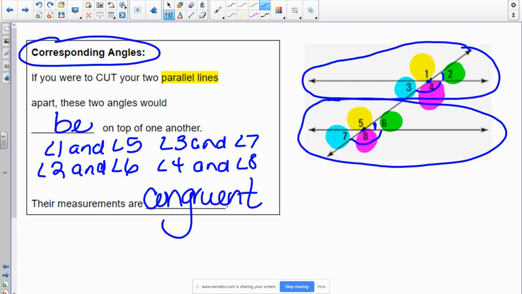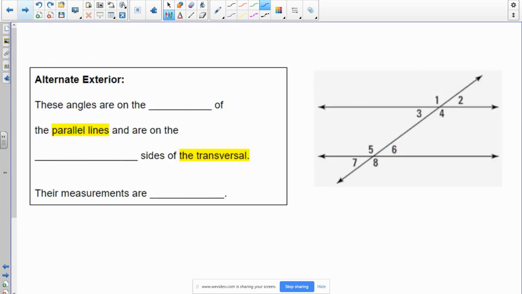Okay, next type. Alternate exterior. So just like it sounds, it's alternate, every other, and exterior means outside, just kind of like what we've done before. So alternate would be on the outside of our two parallel lines. So I need you to do me a favor. Will you cross out the word transversal and put in this highlighted parallel lines? And down here where it says one another on yours, cross that out and write the transversal. So alternate exterior lines are angles that are on the outside of the parallel line.